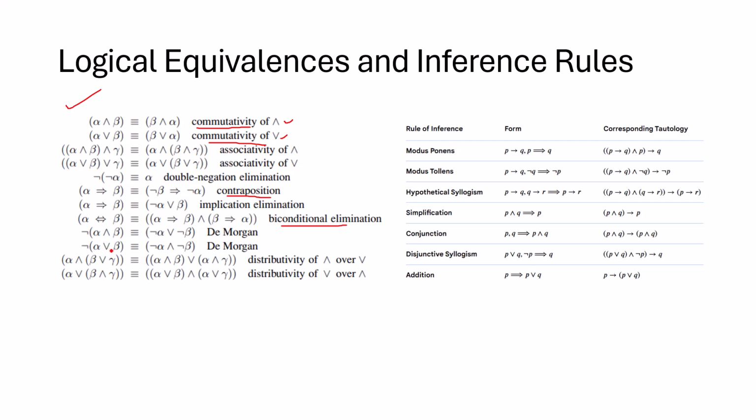Bring the negation sign inside. So distributivity is another one, where alpha and beta or gamma means we are basically multiplying alpha and beta, or alpha and gamma. That's what is distributive here. Now if you distribute over the or, this will be alpha or beta, and alpha or gamma. So this is distributivity. Now these are all the logical equivalences. There are a few more. Sometimes they are also called inference rules.